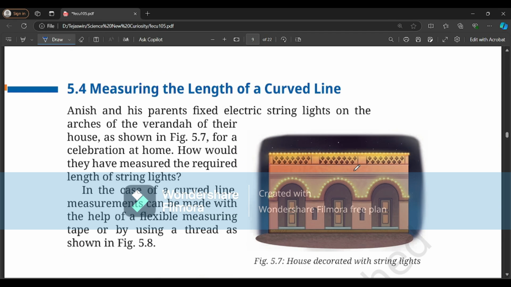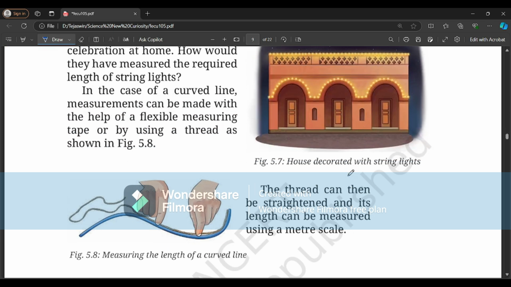So next is measuring the length of a curved line. If the line is curved, the scale is a straight scale. So if you have a curved line, how do you measure? You will have to take a flexible measuring tape or use a thread. If you take a thread and measure the length of a curved line, you can do so as shown in figure 5.8.